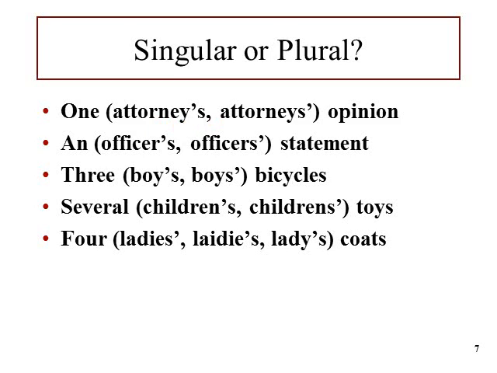Well, if it's one attorney, then we know it's A-T-T-O-R-N-E-Y apostrophe S. It's this one. What about an officer? One officer, apostrophe S, his statement. This one. But what if we're talking about three boys? Well, first we would make it plural, B-O-Y-S, and now we know we've got a plural that ends in S. This one. Three boys, bicycles.